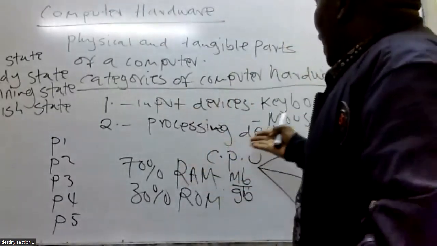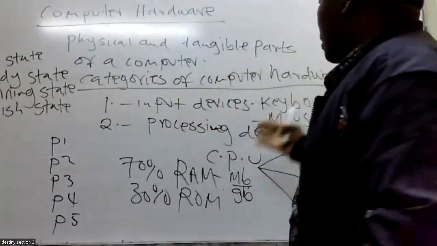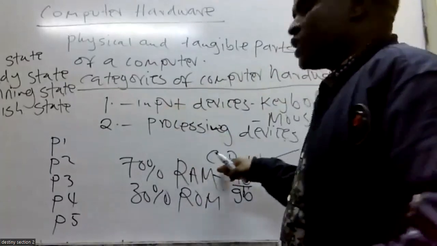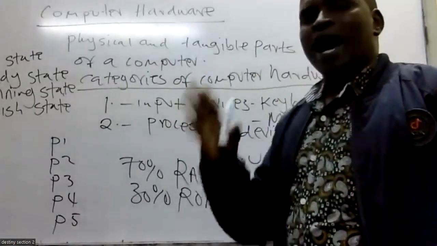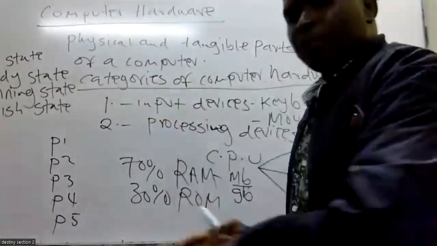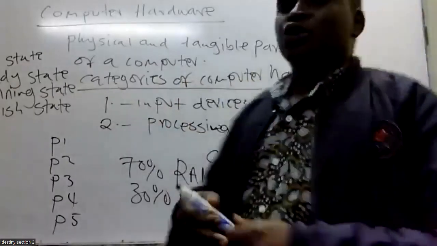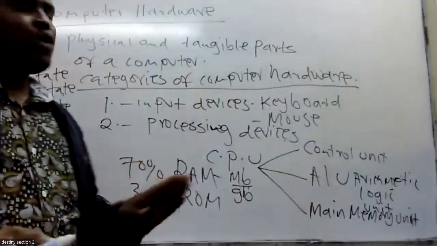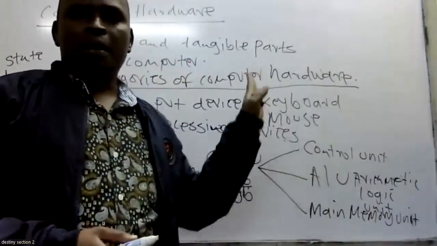Good examples of input devices are the keyboard and the mouse. We also have the processing devices. For these, we have the CPU. Under the CPU, we have other components which work hand in hand, inside the CPU. For the CPU to perform any execution, there must be a control unit, an arithmetic logic unit, and also the main memory unit.